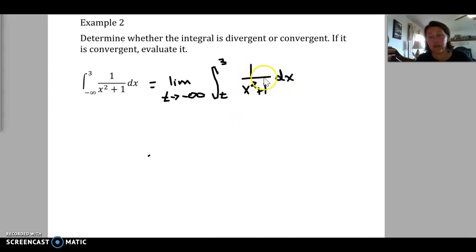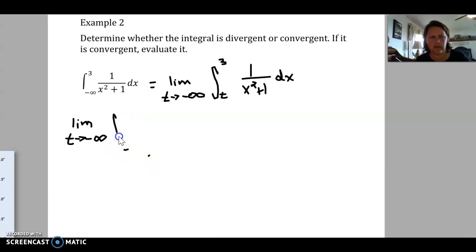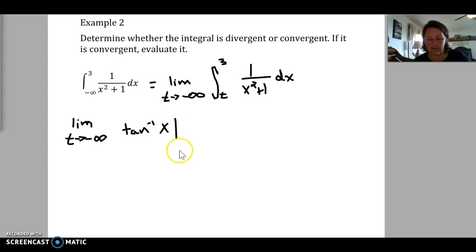Now we can go ahead and integrate. So this is an arctangent problem. So we're going to have the limit as t approaches negative infinity of the arctangent. So it would be 1 over 1 out in front, so we don't need to do anything with our coefficient, and then inside is going to be x over 1, which will just be x. And we don't have to worry about anything for chain rule on that one either. And we are evaluating that from t to 3.